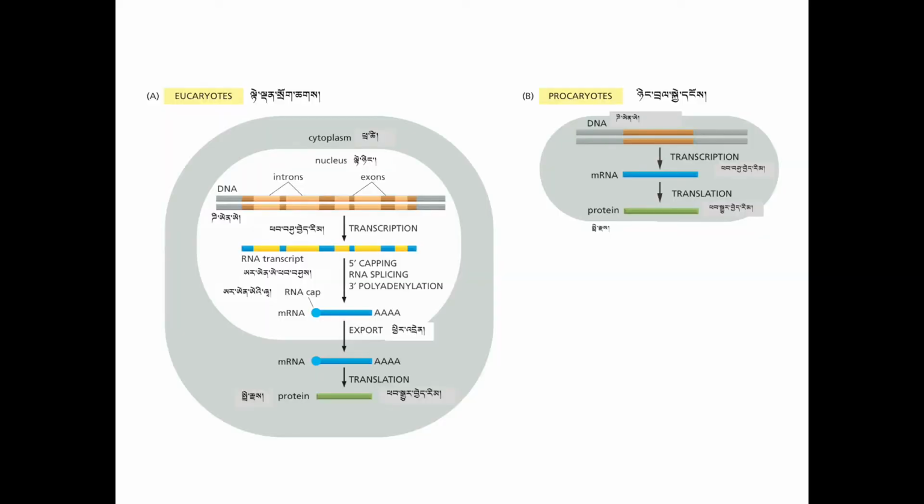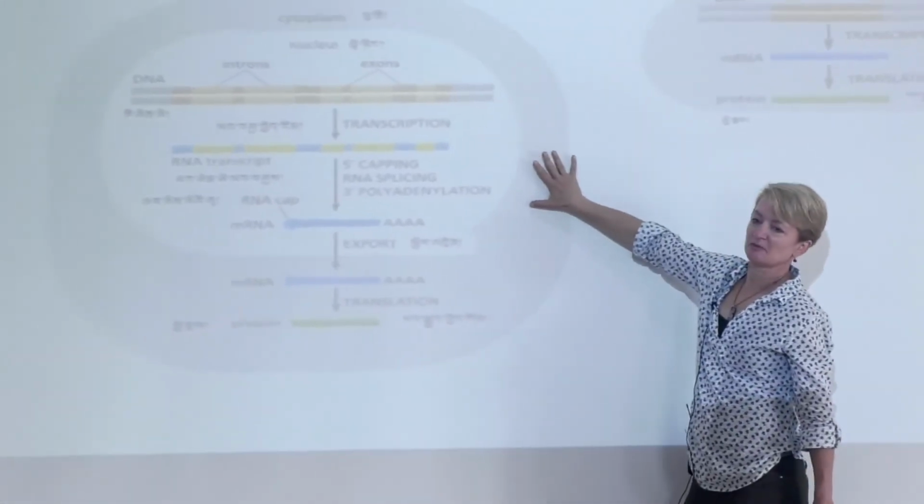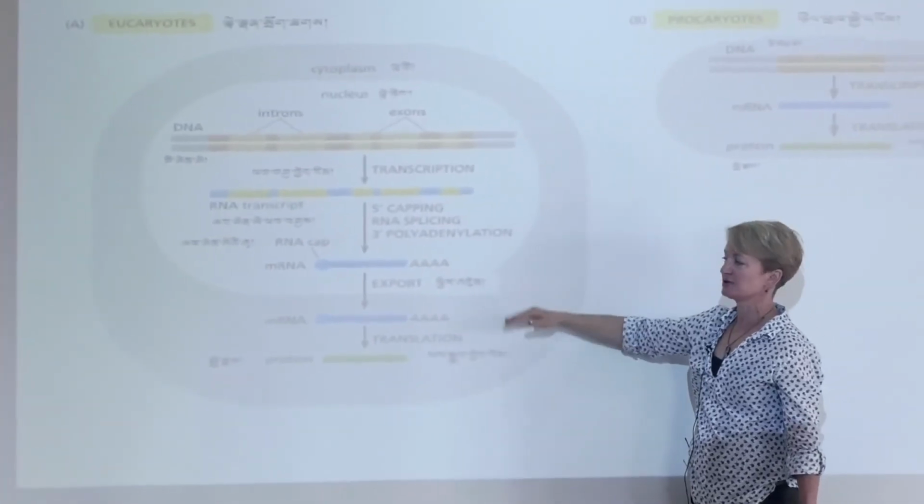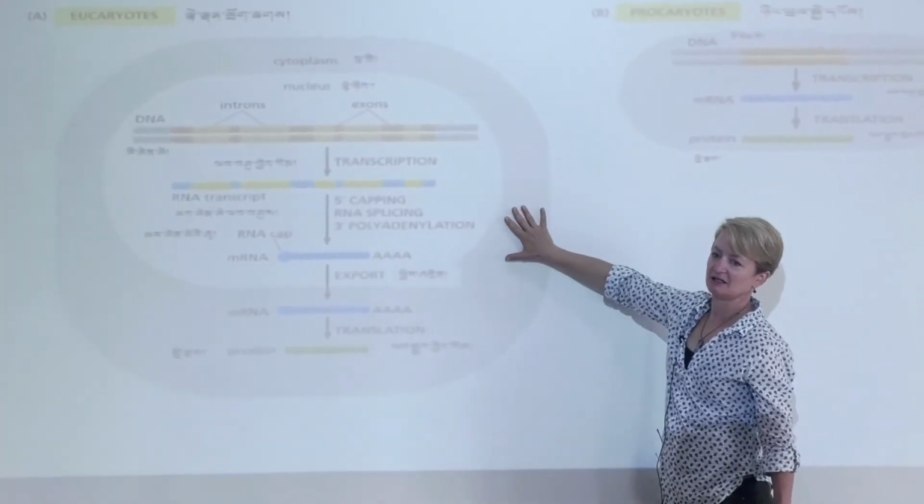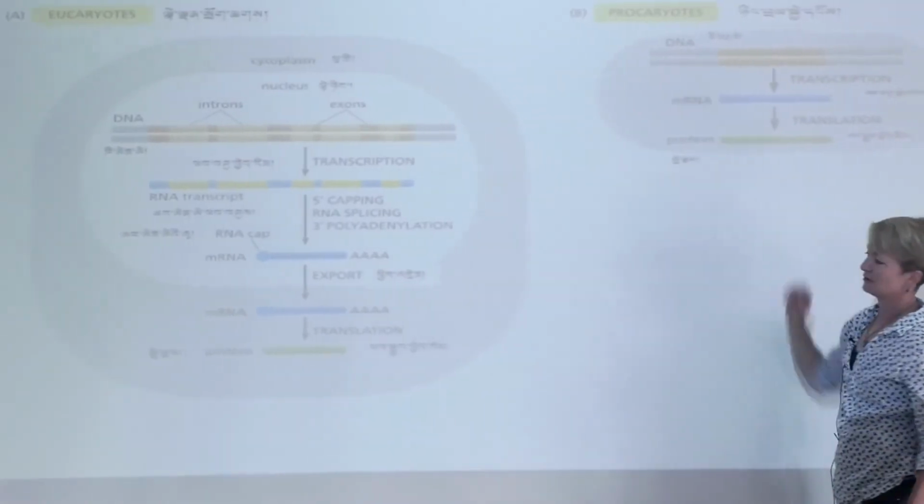We good with that? So this diagram from your handout simply shows that the process of making a protein is more complicated in eukaryotes than prokaryotes.